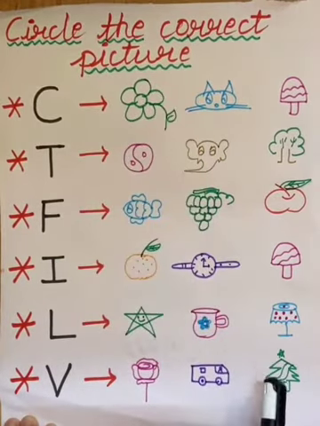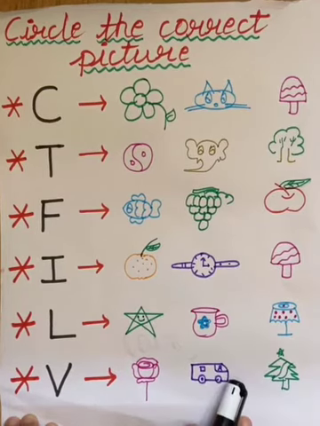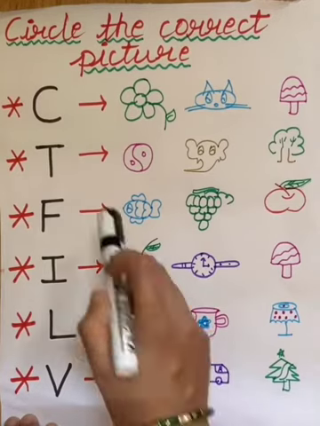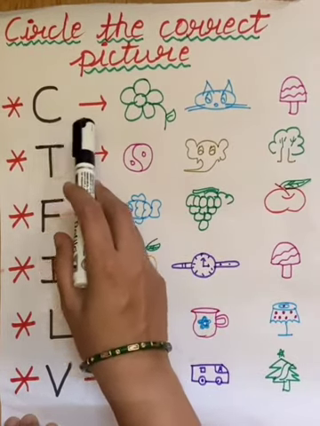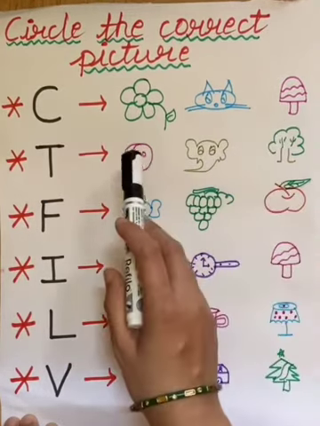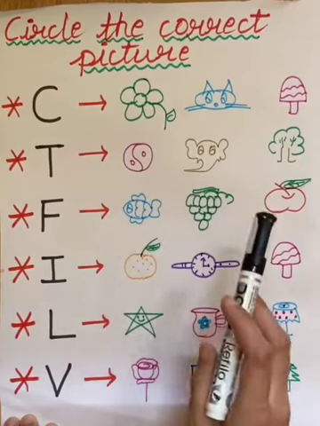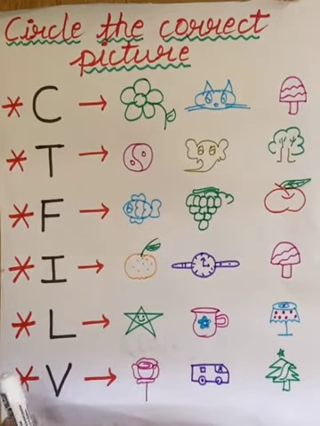Okay children, for that what you have to do is you have to identify the letter and choose the correct picture from here. Then you will circle the correct picture. Okay children, so let's start. Now listen to me very carefully.